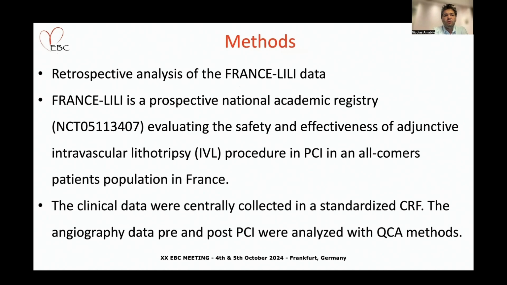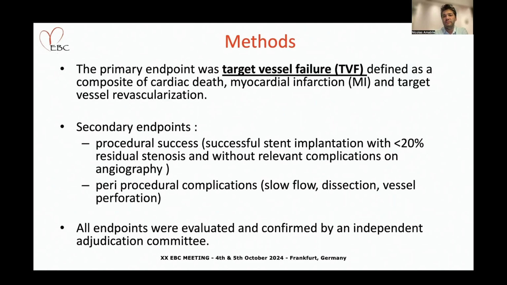This work is a retrospective analysis of the France-LILI data. France-LILI is a prospective national academic registry from France that evaluates the safety and the effectiveness of adjunctive IVL procedure in PCI for all comers patients. All the clinical data have been centrally collected in a standardized CRF. The angiography data pre and post PCI have been analyzed with QCA methods.